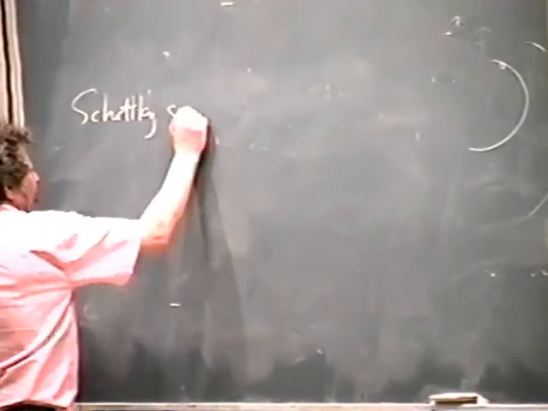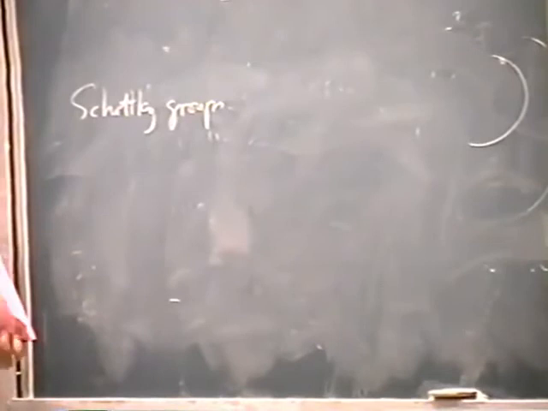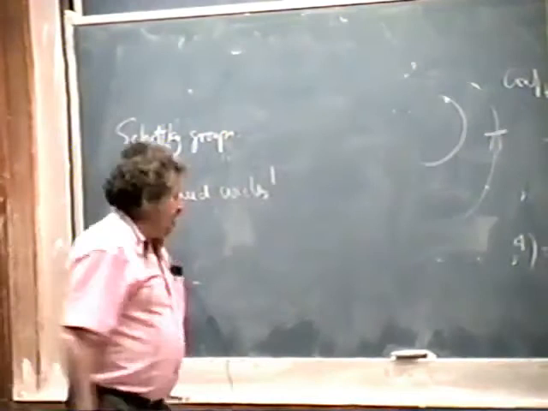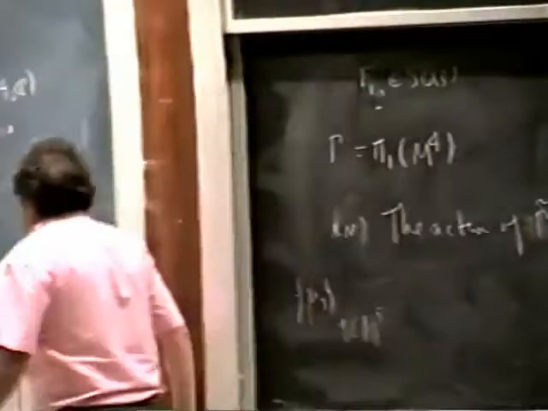So I go slower. What do I need? I need circles, right? But how do I construct a circle? I need to know how to reflect.